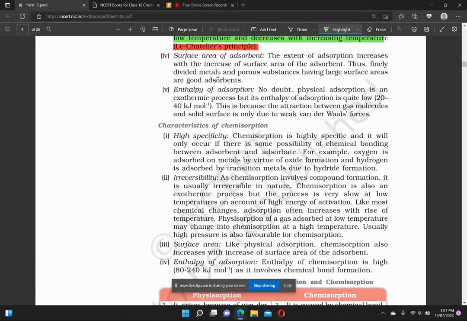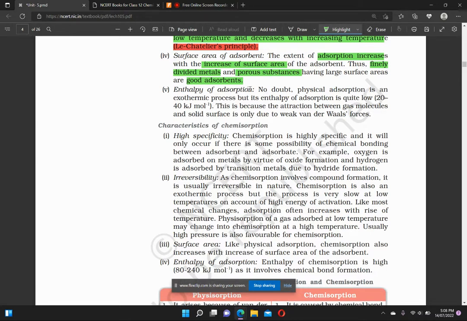Now, surface area of adsorbent. So, of course, the extent of adsorption increases with increase of surface area. How much ever the surface area, that much will be the adsorption, right? Finely divided metals and porous substances have large surface areas and are good adsorbents. So just remember, finely divided metals and porous substances are good adsorbents.